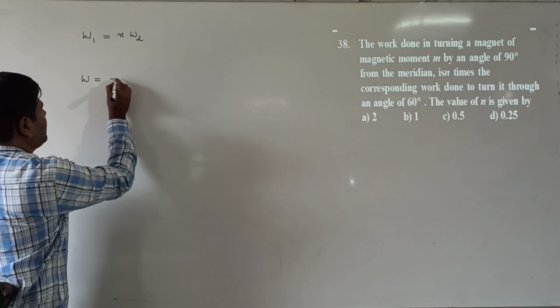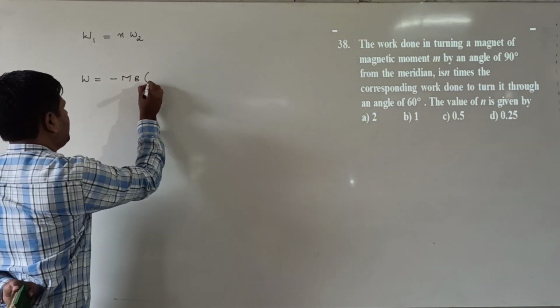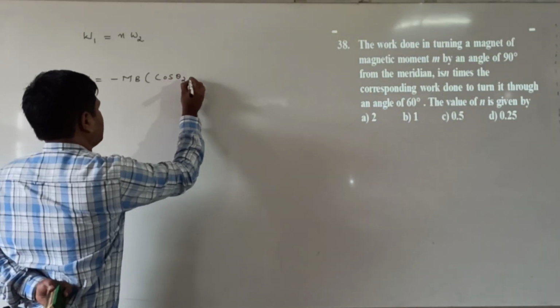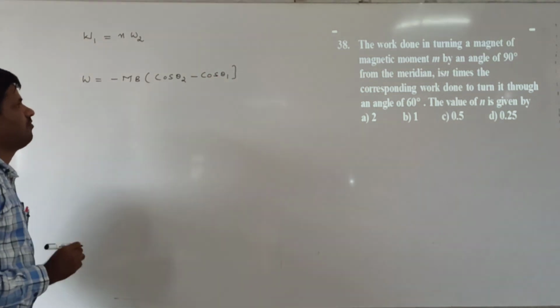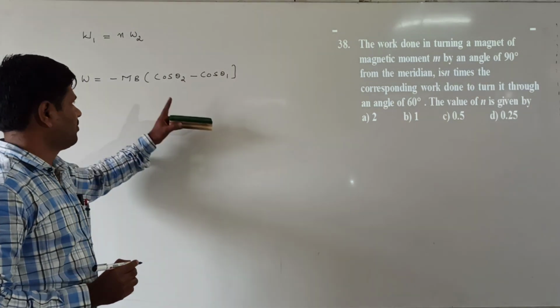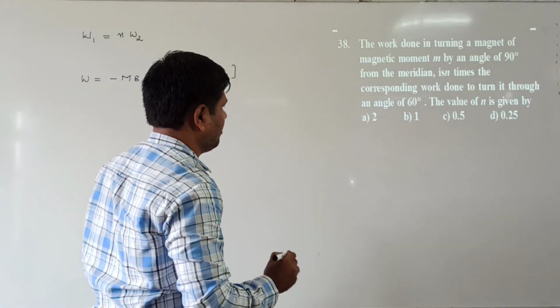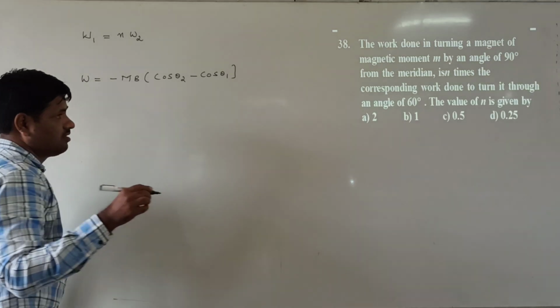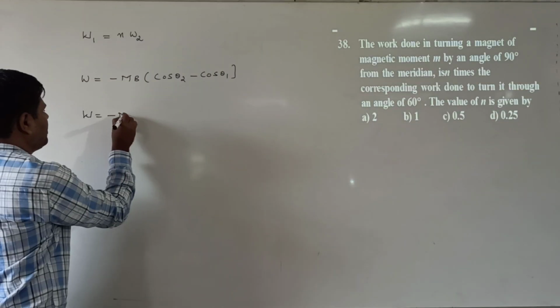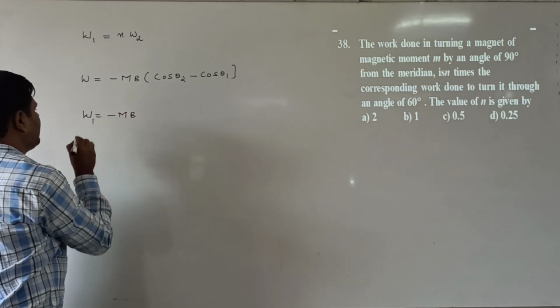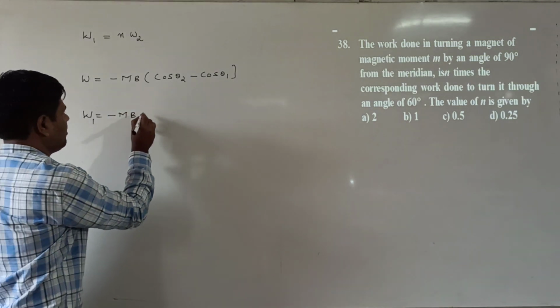W is equal to, we know that here, minus mB into cos theta 2 minus cos theta 1. That is the formula for work done when it is rotating from initial angle to final angle. Here from the meridian means theta 1 is equal to 0. Now W is equal to minus mB. Starting, W1 I am finding. W1 is equal to minus mB.